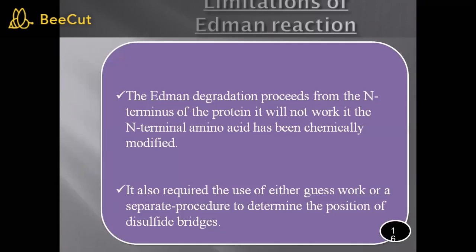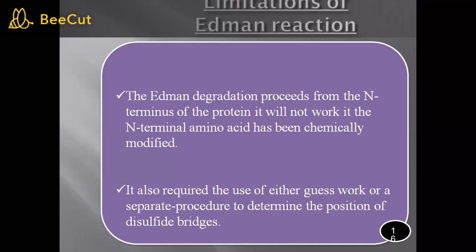Then next are the limitations of the Edman reaction. The Edman reaction proceeds from the N-terminal of the protein. So it will not work if the N-terminal amino acid has been chemically modified. If we have modified the N-terminal end of that particular polypeptide chain, then the Edman reaction will not work. So this is a limitation of the Edman reaction.